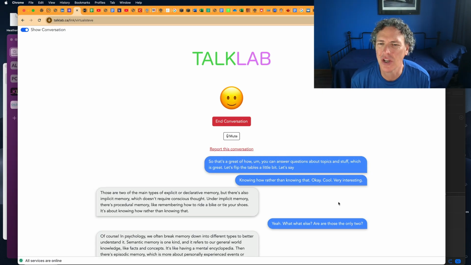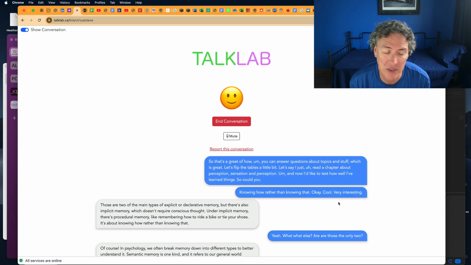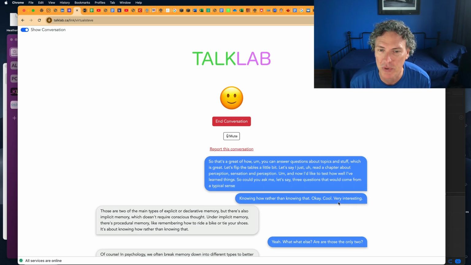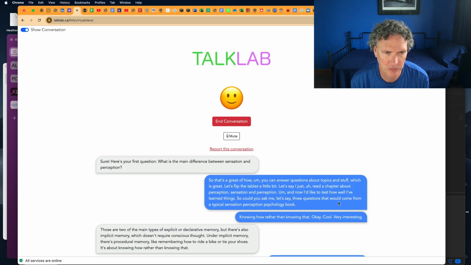Let's say I just read a chapter about sensation and perception, and now I'd like to test how well I've learned things. So could you ask me, let's say, three questions that would come from a typical sensation perception psychology book? Sure. Here's your first question. What is the main difference between sensation and perception?